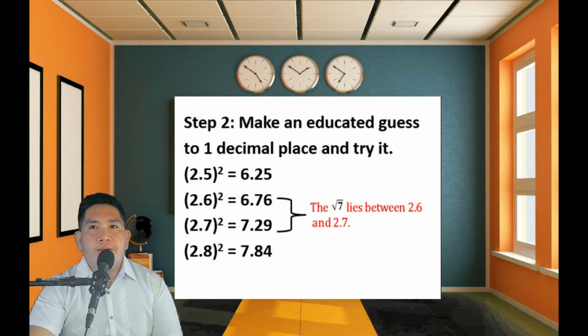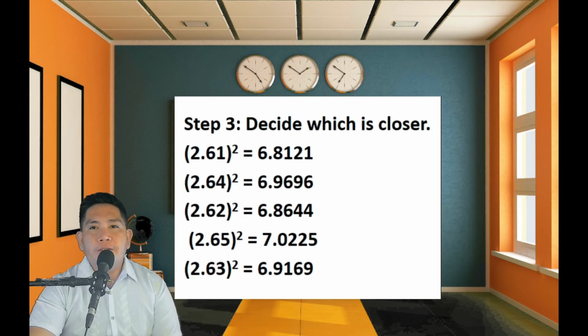After making an educated guess, let us proceed now to step number 3. You need to decide which is closer. Since 7 is closer to 6.76 compared to 7.29, and 6.76 is the square of 2.6, then estimate further by squaring the numbers 2.61, 2.62, 2.63, 2.64, and 2.65.